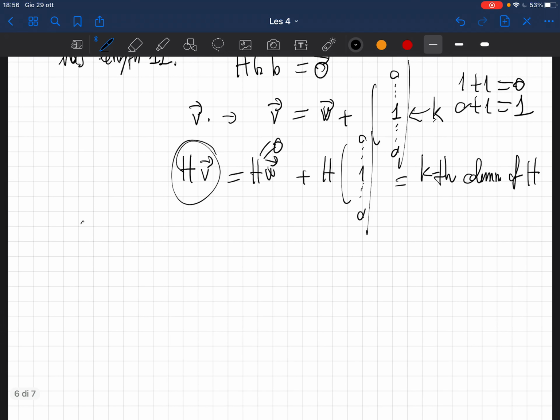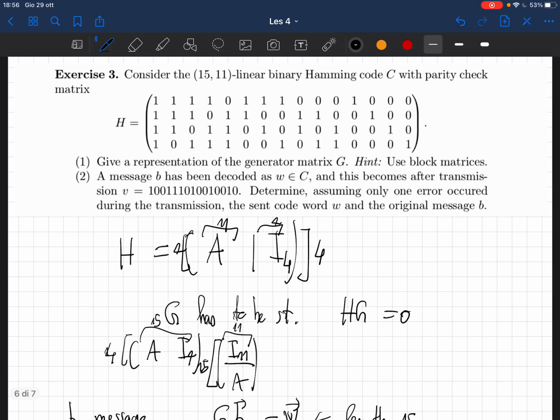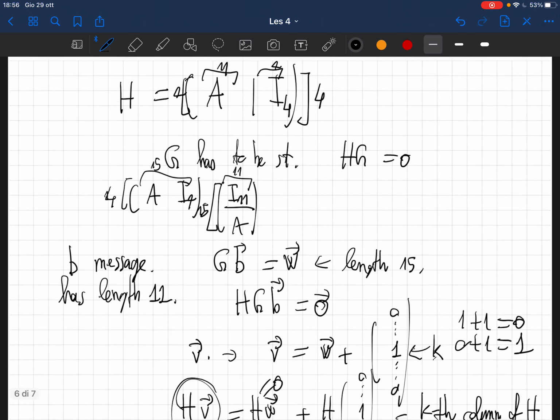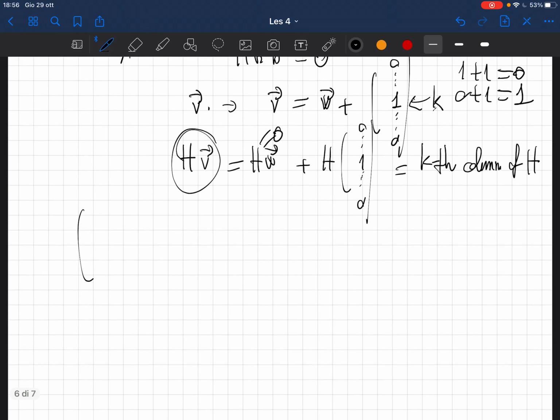I hope the explanation was okay. This is going to be a very long computation. So let's do it. Let's see if I can find some.